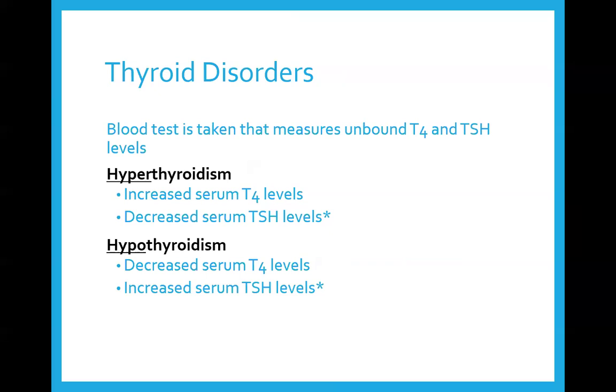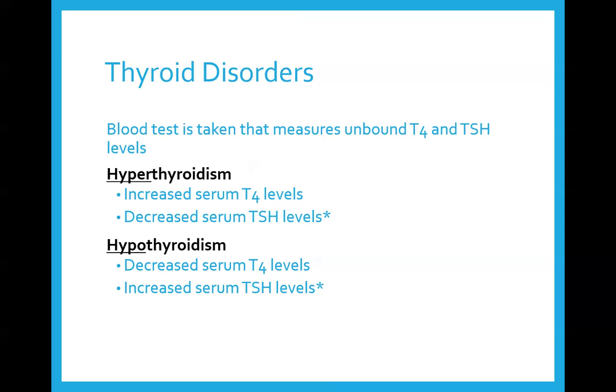And so basically in hyperthyroidism, there's increased serum T4. And why is that? That's because there's all this T4, but TSH is not kicking on. If they have hyperthyroidism, you're going to see high levels of T4 and you're going to see low levels of TSH.